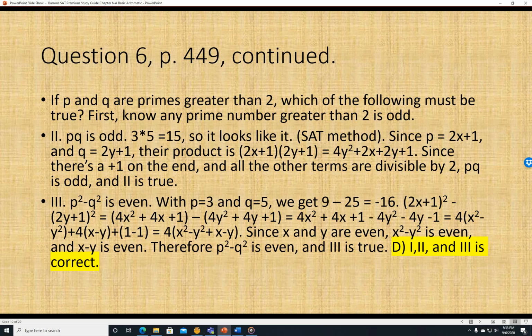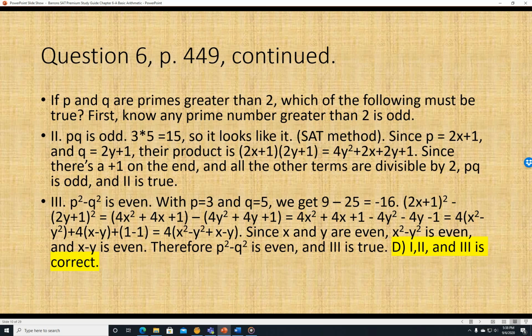Okay, question 6, page 449 continued. If P and Q are primes greater than 2, which of the following must be true? So again, first know that any prime number greater than 2 is odd, so they're just asking about odd numbers in kind of a backhanded way. So PQ is odd. Well, let's take 3 and 5 again. 3 times 5 is 15, so it looks like it.